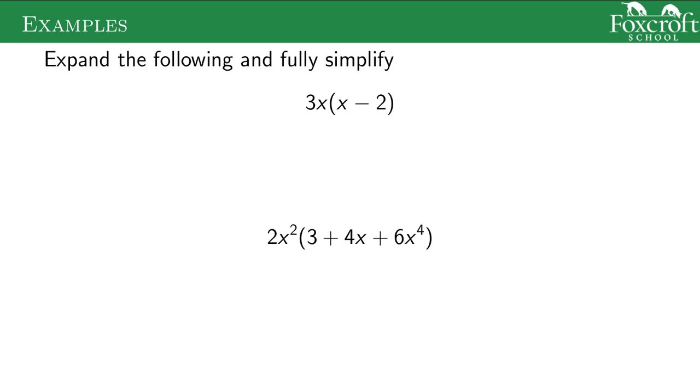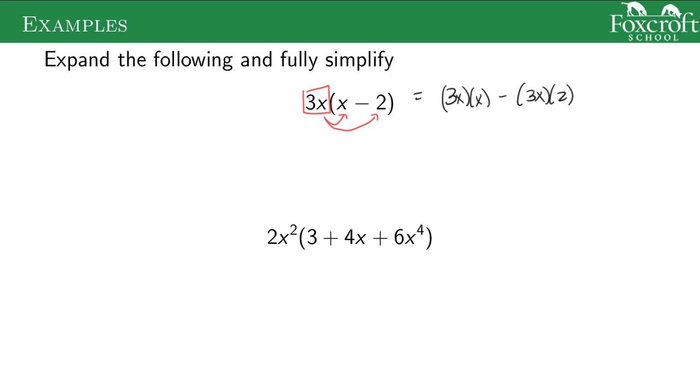3x times x minus 2. All right, this whole thing, 3x, is going to multiply into both these terms. So I'll write out this middle step that you normally won't write out, but I'll write out. So the first thing I'm going to do is 3x times x minus 3x times 2. I normally don't have to write out that step, but just to show what's happening.